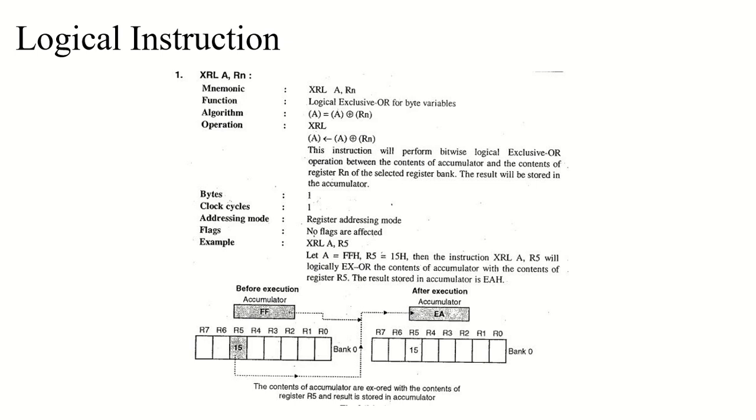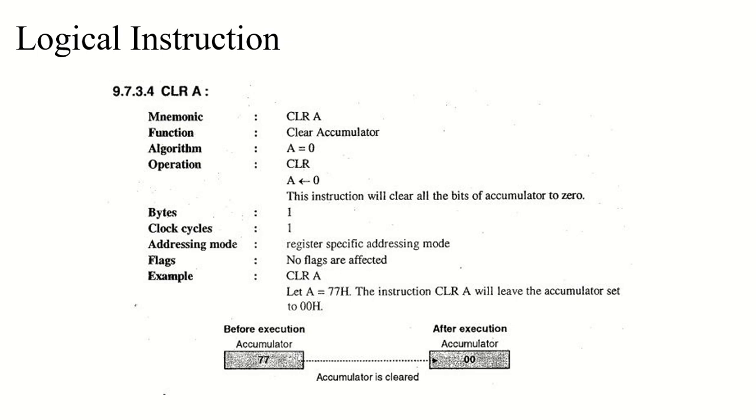Clear? Now let's move forward with another one, and this one is pretty simple. It does not contain complicated things. This one is called CLR A, and CLR is used to clear the accumulator. So the content of the accumulator will become 0.